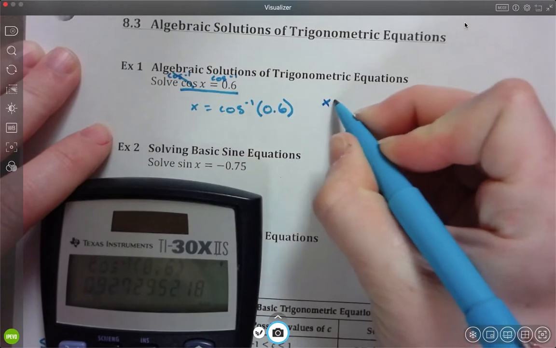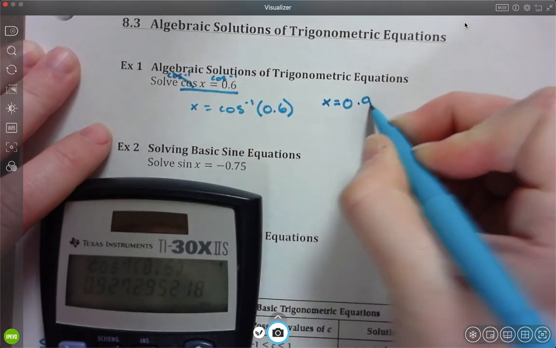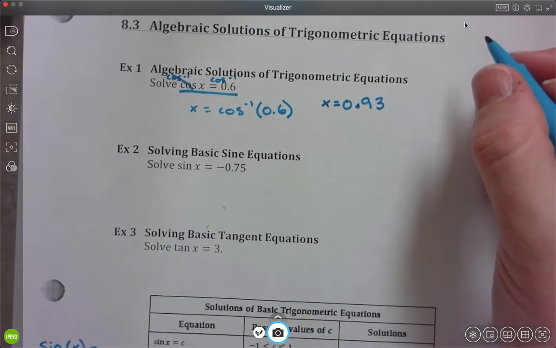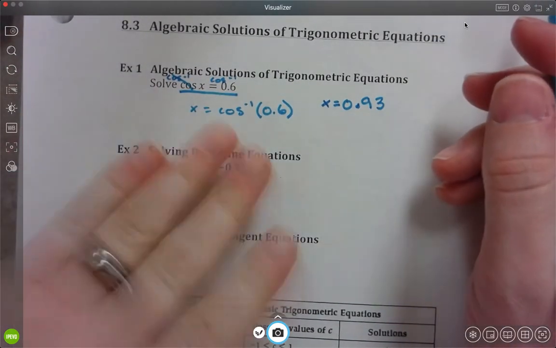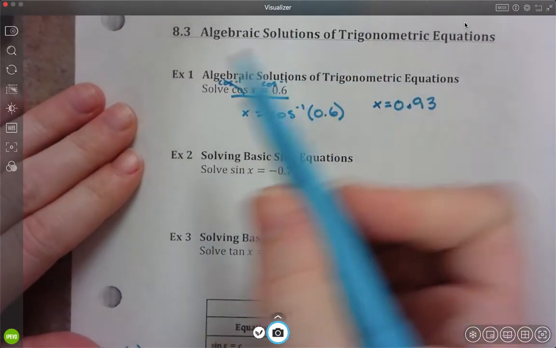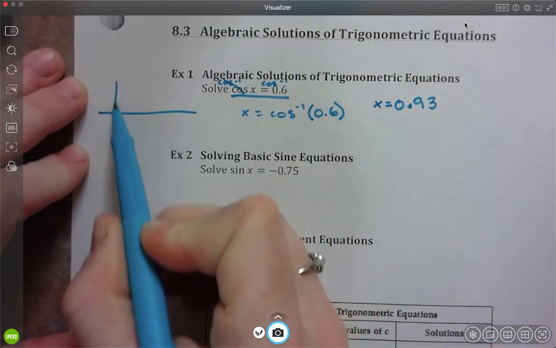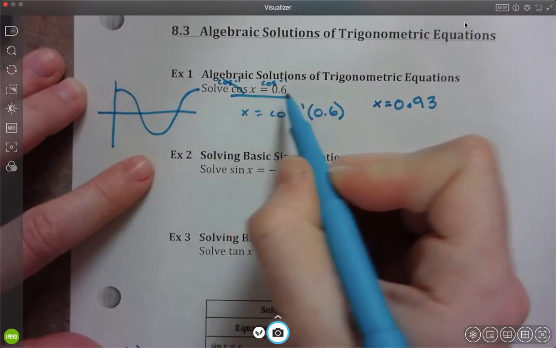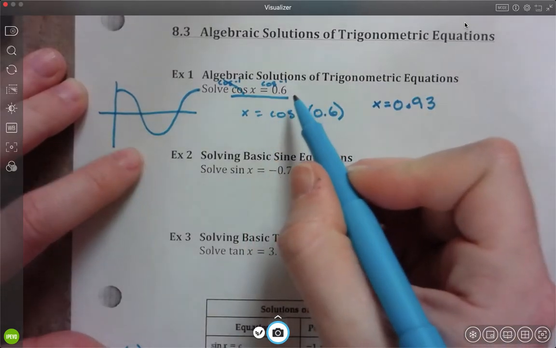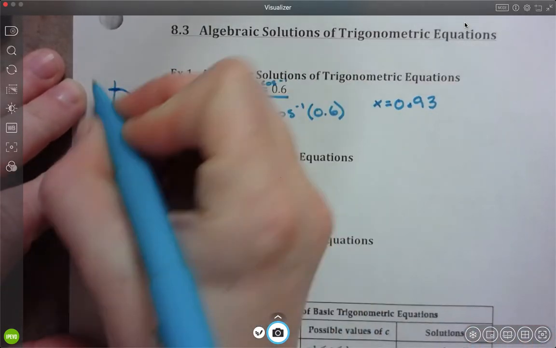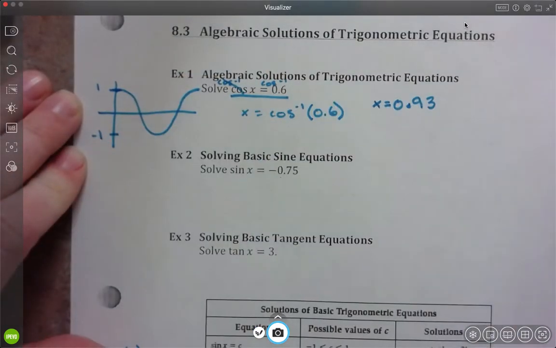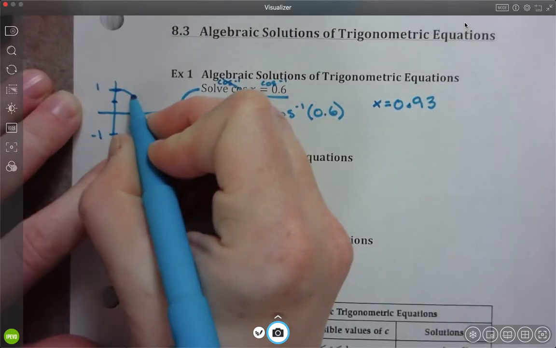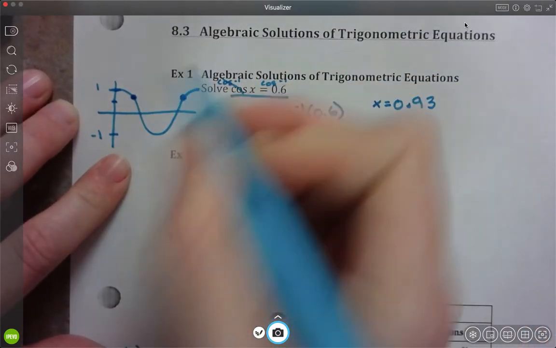One of the values I get is 0.93. We'll go two decimal places. But I know that there's another solution, and one way I know this is the graph of cosine. If you just think about the graph of cosine, he does one of these. This is up here at 1, this is down here at -1 on the graph. 0.6 is a little bit over half, so he's going to touch at 0.6 here, but he's also going to touch over there.